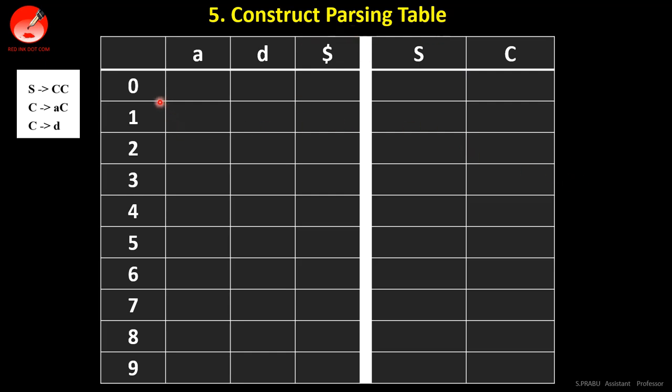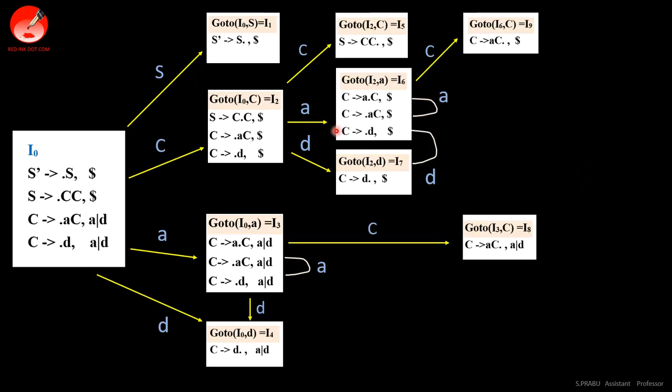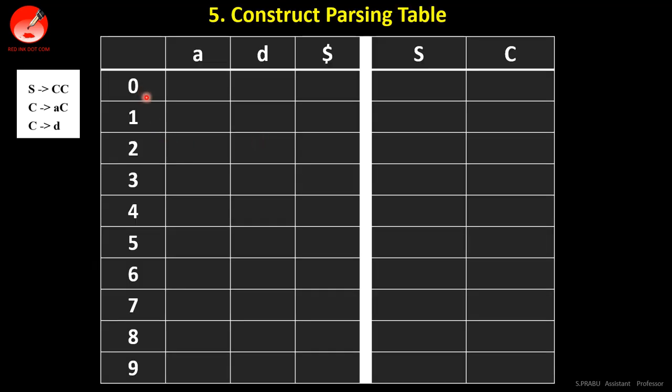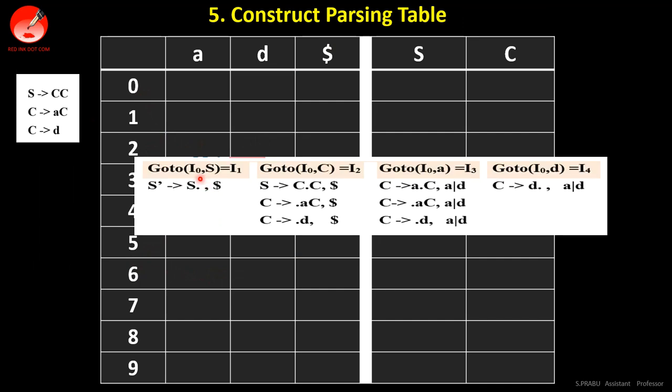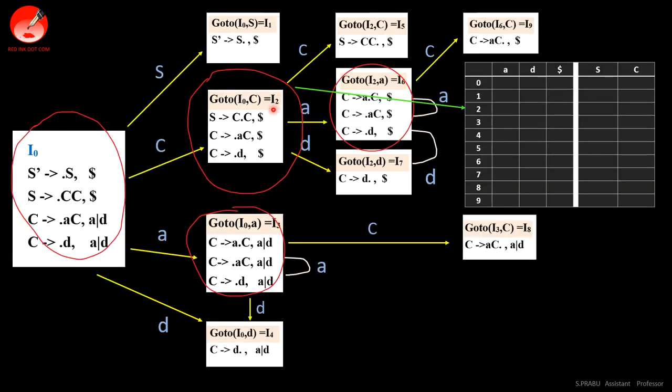Then I am going to fill the values row-wise. First I identify which states are non-ending states. Non-ending states are those from which, after application of a goto symbol, we can get new states. So I0, I2, I3, I6. Using these four, we are going to fill the 0, 2, 3 and 6th rows. First I take the I0 values. 0 versus capital S is 1. 0 versus capital C is 2. 0 versus small a is 3; I write shift 3 here. 0 versus small d is 4, shift 4. The 0th row is over.